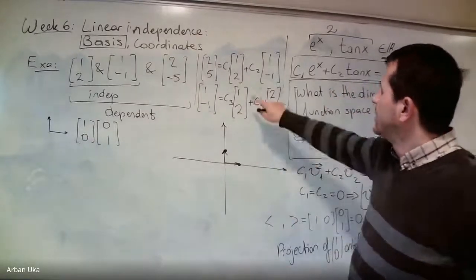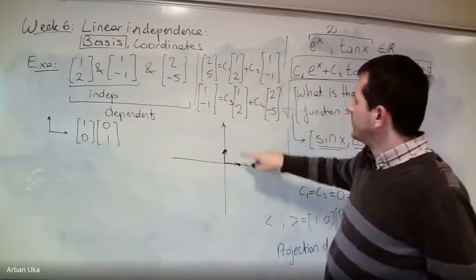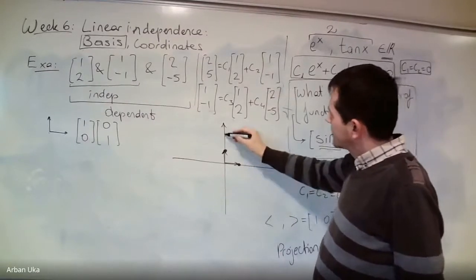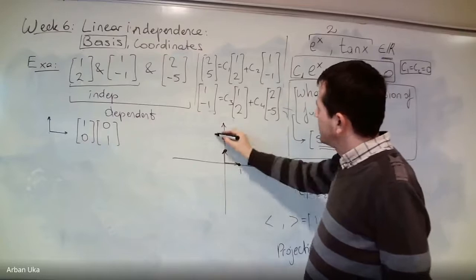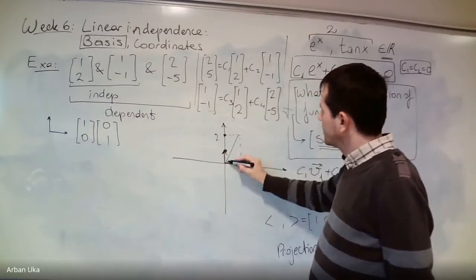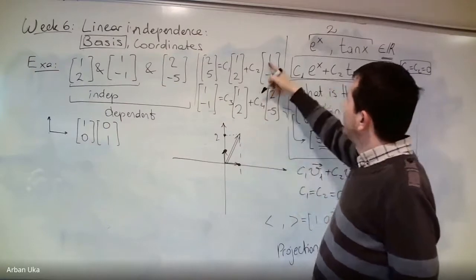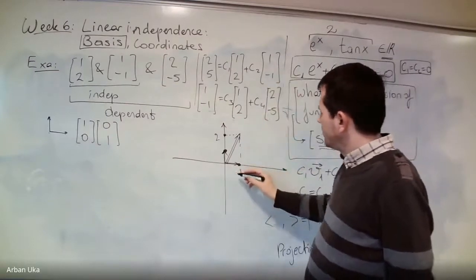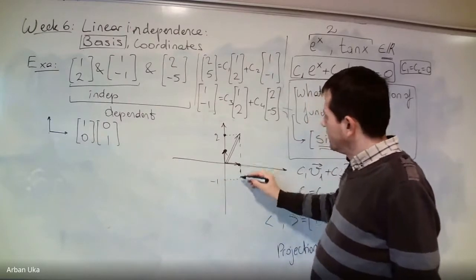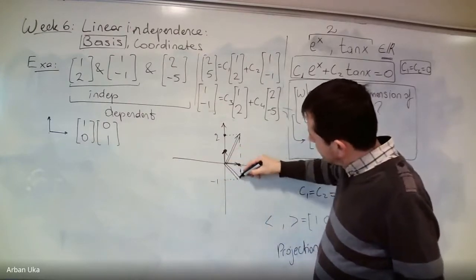So now, let's see this other basis, 1, 2. Where is this basis 1, 2 in this coordinate system? This is 1, this is 2. So this constitutes another vector, which is going to look like this. And the other vector is 1, minus 1. Minus 1 is here. So here we have the other vector.